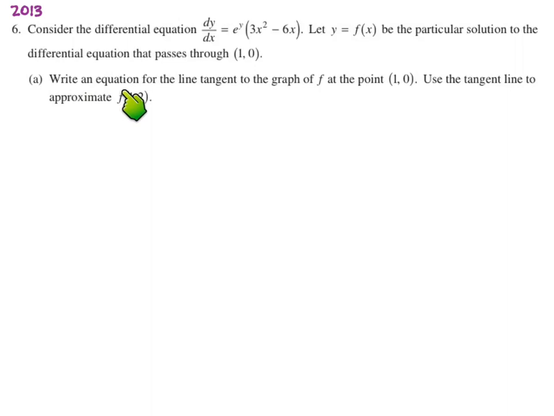It says write an equation for the tangent line of f at the point (1, 0). So we're looking for a tangent line. To find a tangent line, you need two things. You need a point and you need a slope. Well, fortunately for us, we have the point. The point is (1, 0). The only other thing we need is the slope. Well, how do you find the slope of a tangent line? The slope of a tangent line is the derivative.